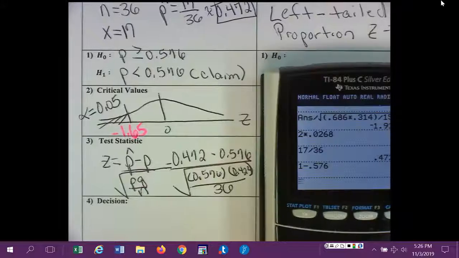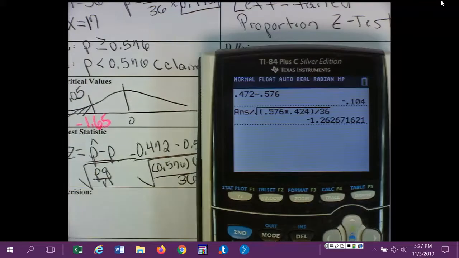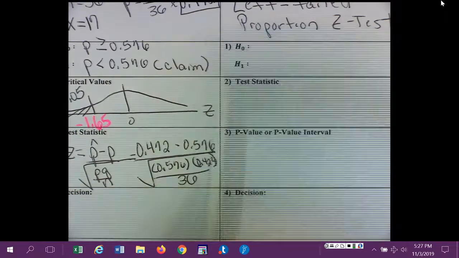Plugging this into the calculator, you would have 0.472 minus 0.576, equal, divided by the square root, parentheses 0.576 times 0.424, divided by 36, and arrow out from underneath the radical. Enter. Negative 1.26 is your test statistic. So I'm going to put that in my work here.